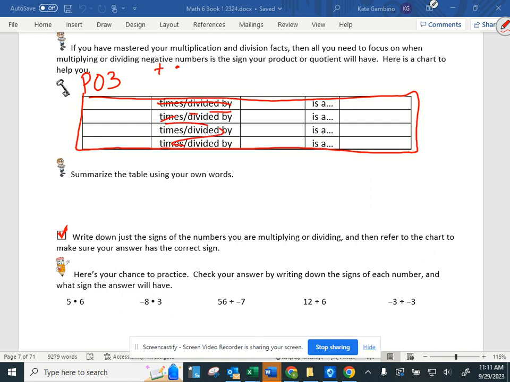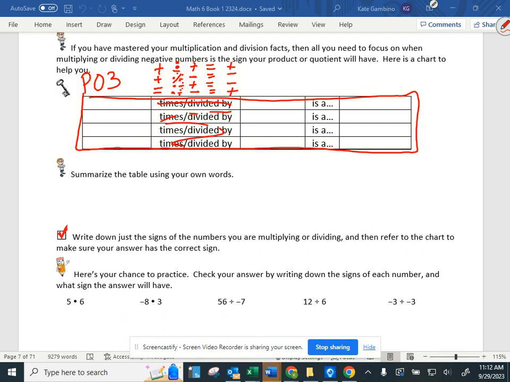So what I would do, instead of using up all this space, I would just write: a positive times or divide a positive equals a positive. A positive times or divide a negative equals a negative. A negative times or divide a positive equals a negative. And a negative times or divide a negative equals a positive. So that's really all that we have to put on the chart. You don't have to make the big, huge table.